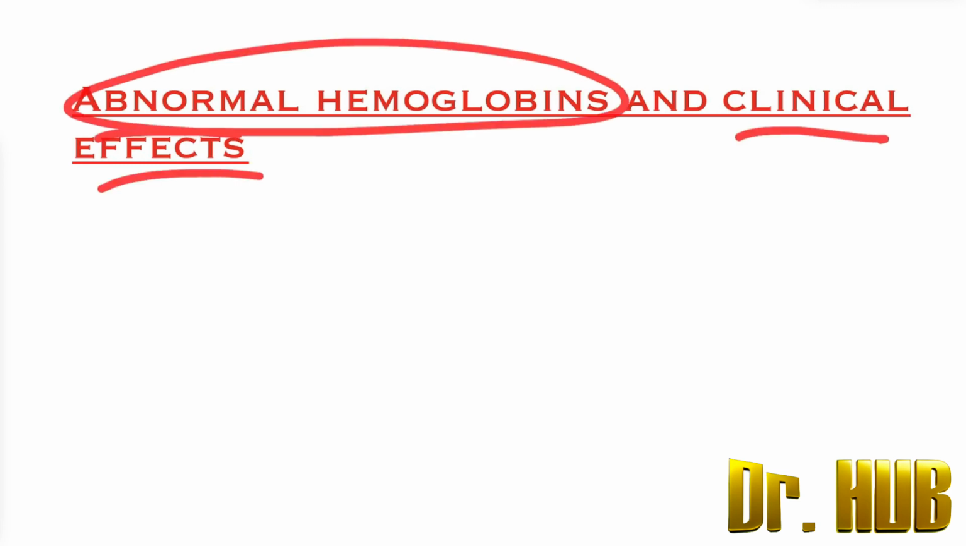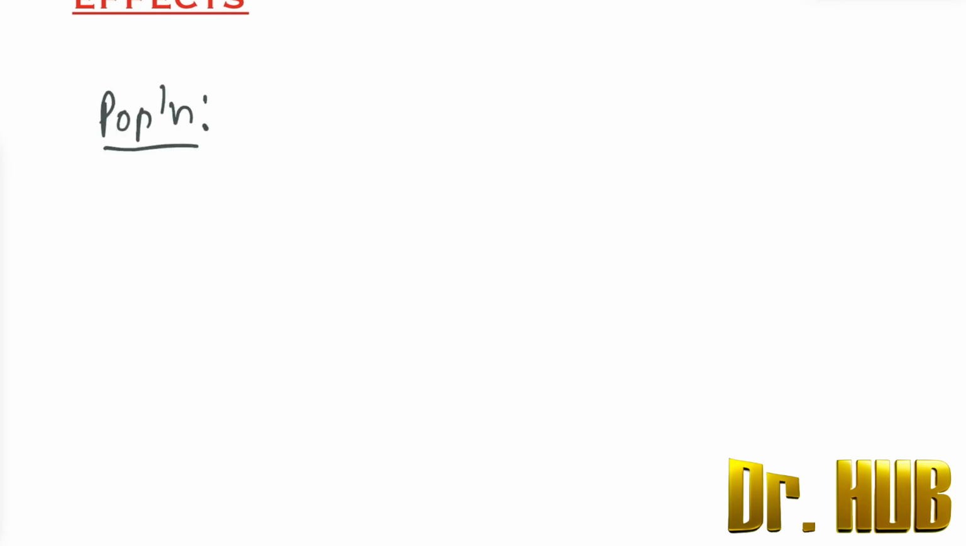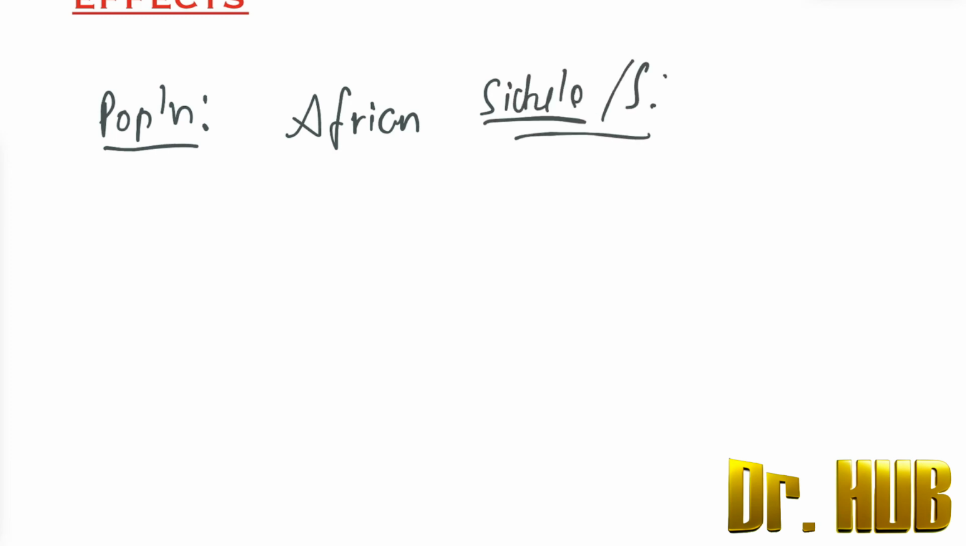Abnormal hemoglobins, and we're looking at the clinical effects. First, we look at the population. Under the African population, designated by the sickle S, the main clinical effects include the anemia as well as the ischemic infarcts.